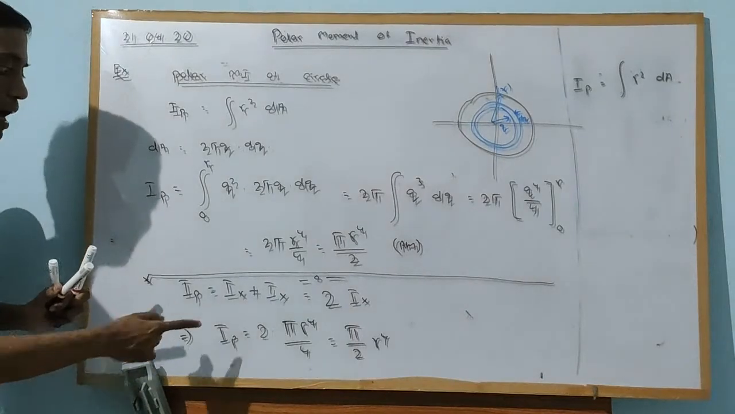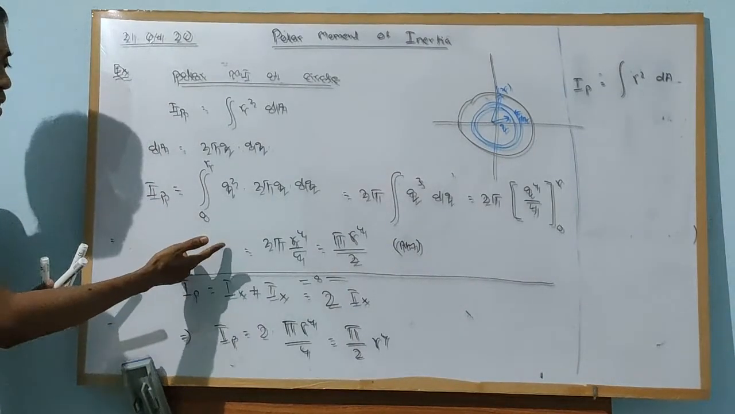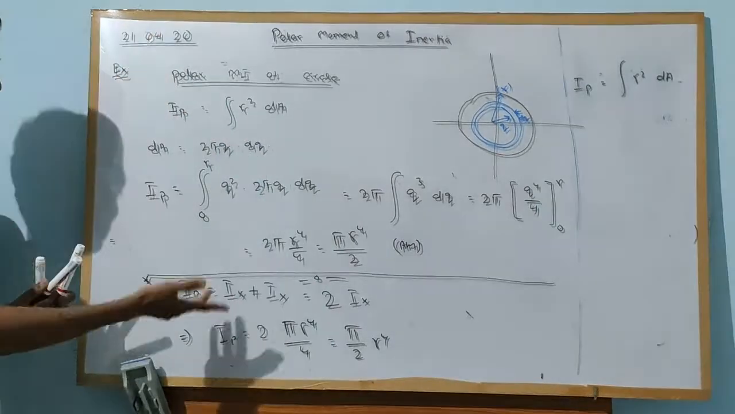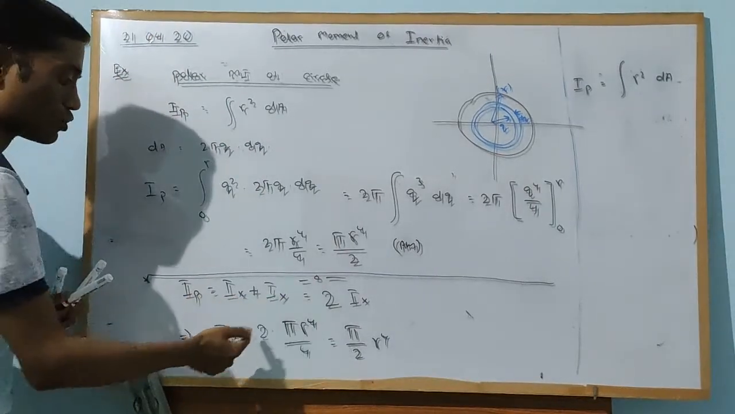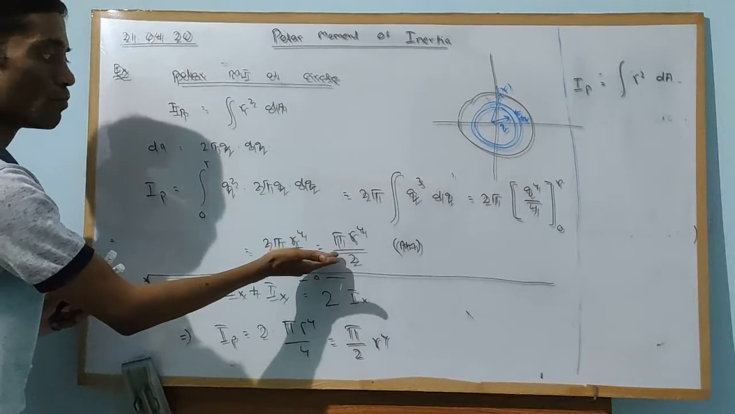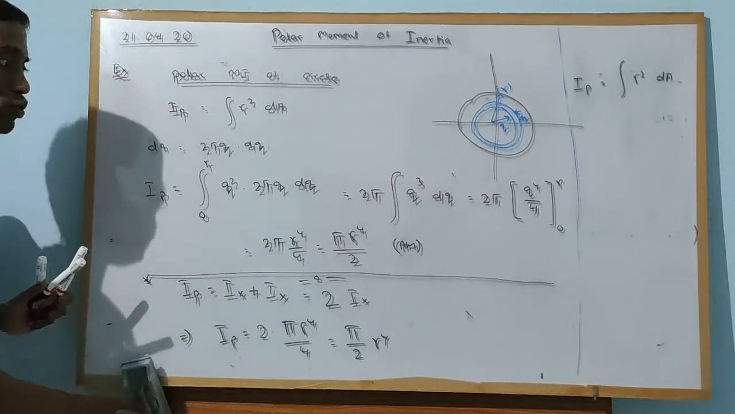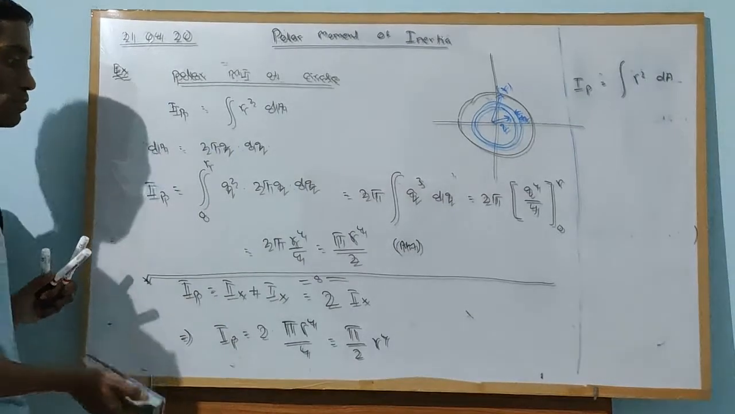Similarly, if anybody asks you Ix, instead of going through that derivation, which is a little bit complicated, simply you can say Ix is equal to Ip by 2, that is pi r4 by 4, that is the value of Ix and Iy. You can do the reverse. This method is quite easy.